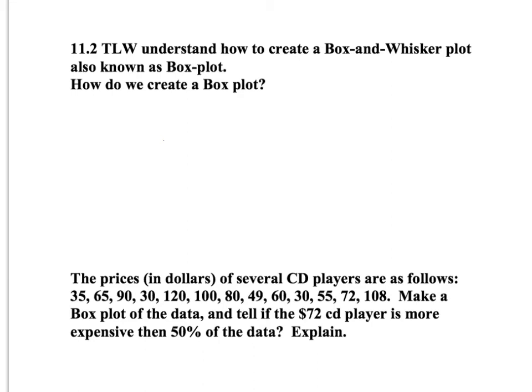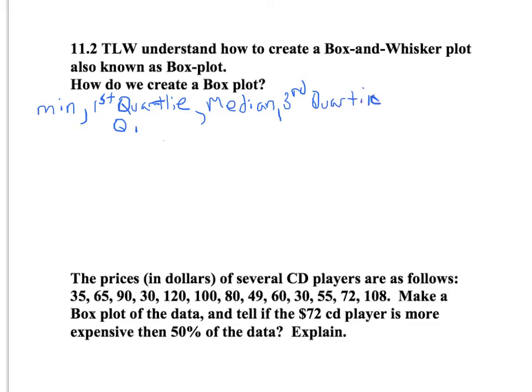Alright guys, today's goal: the learner will understand how to create a box and whisker plot, also known as a box plot. How do you create that? Well, we need 5 things. The minimum, the first quartile, also known as Q1, the median, the third quartile, also known as Q3, and the maximum.